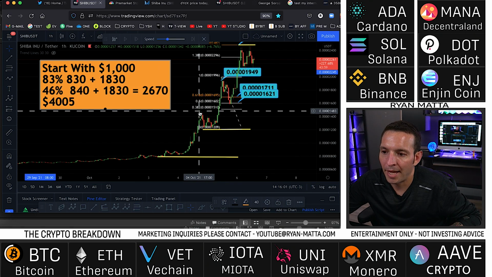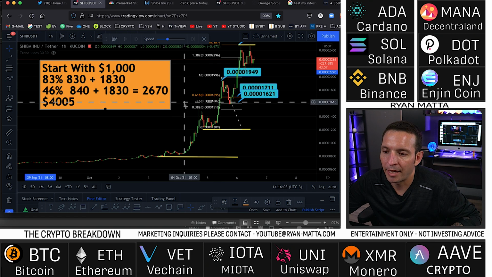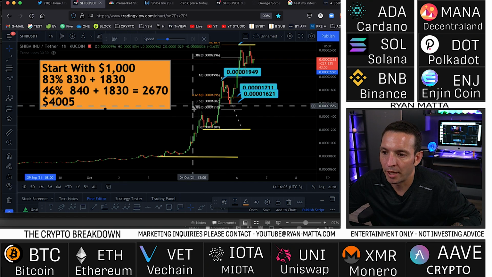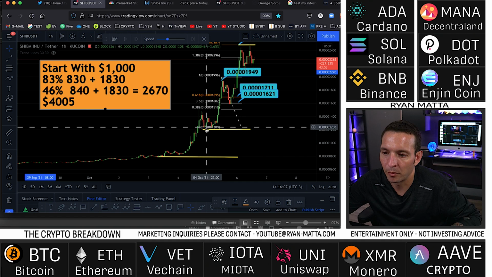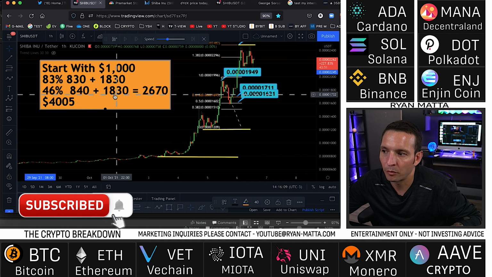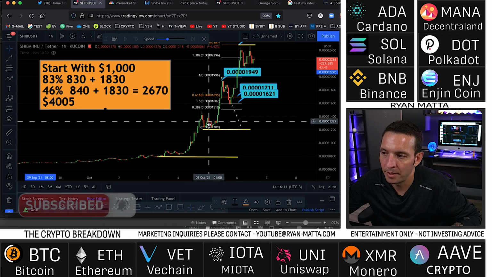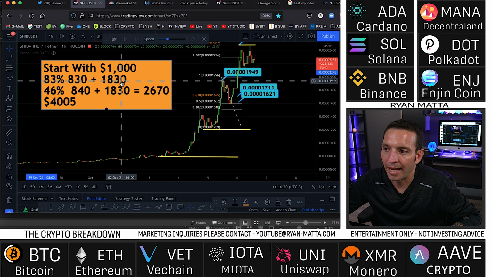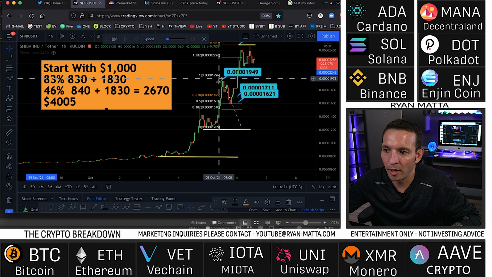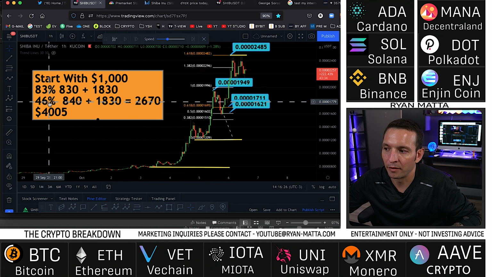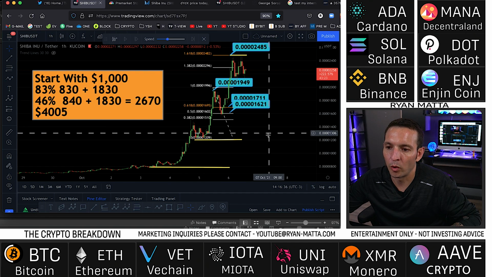So you start with $1,000 right here. Price runs up 83%. You take out 100%. You cash out your trade, you wait for the retrace. Price retraces down, you re-entered that trade, not even at the bottom. And at this point, you put in 1,830. So you put in your original 1,000 plus 1,830. We run up here to this next point, it goes up another 46%. We take out 100%. That gives us another profit of $840 on that trade. We add that, combined total gives us $2,600.